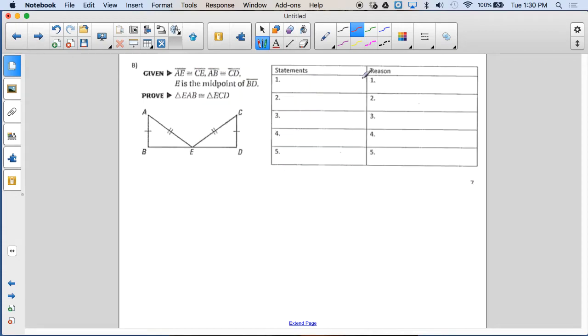Okay, let's try another proof here. We're given a bunch of information here, so I'm going to start out saying what I'm given, because I have to get that into the proof. AE is congruent to CE. I'm given AB is congruent to CD. Okay, I see that my triangles are already marked. AE, CD. And then they tell us E is the midpoint.